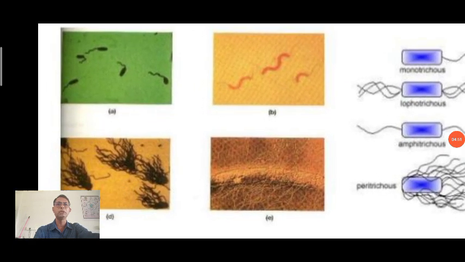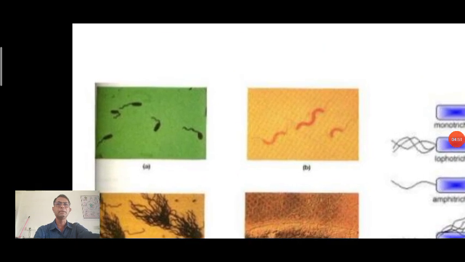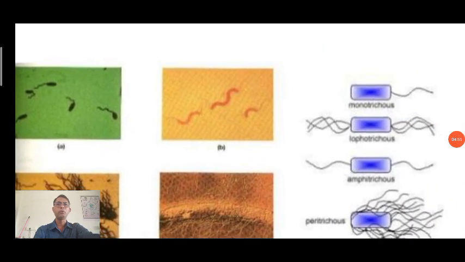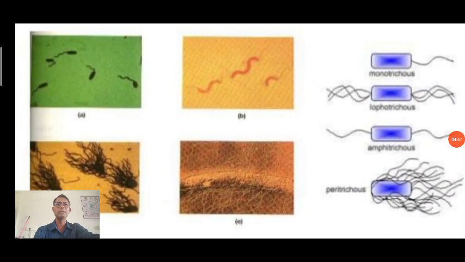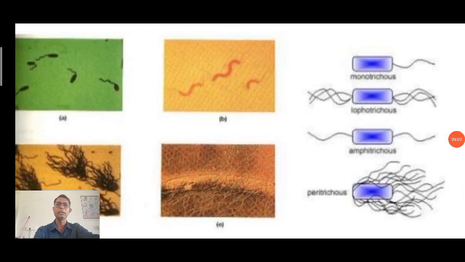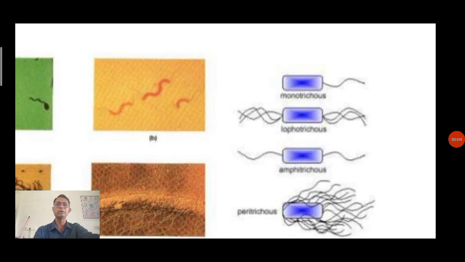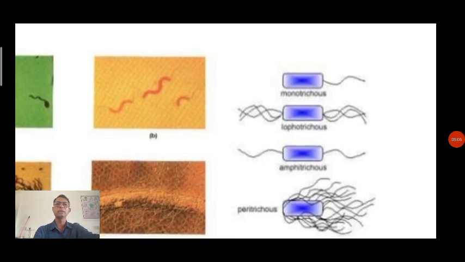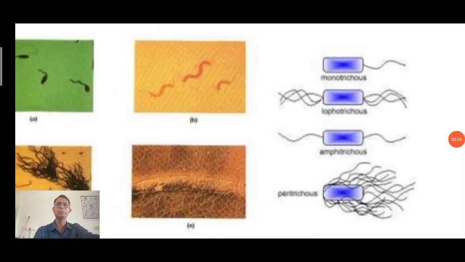Depending on these, here you can see in this particular diagram A, a single flagellum is present, a very thick type of flagellum, and it is known as monotrichous. So monotrichous flagella are present in some bacteria.